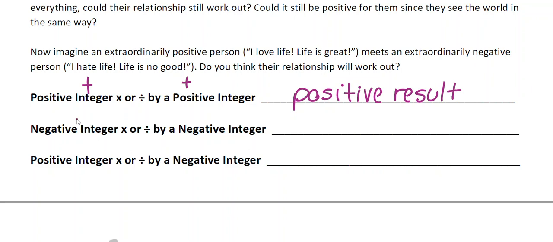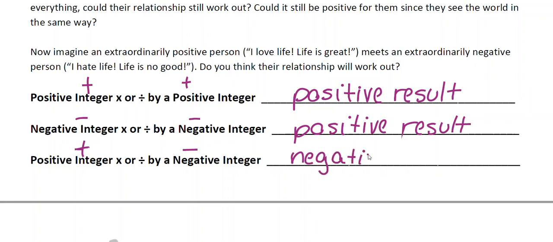Same thing is true if I have a negative integer multiplied or divided by another negative integer, I'm still going to have a positive result because they'll still have a positive relationship even though they complain about everything together. Now the problem that we have is if we have a positive person and they come together with a very negative person, that's when things are not going to work out and we're going to have a negative result. So I just gave you one way that you can think about integers.